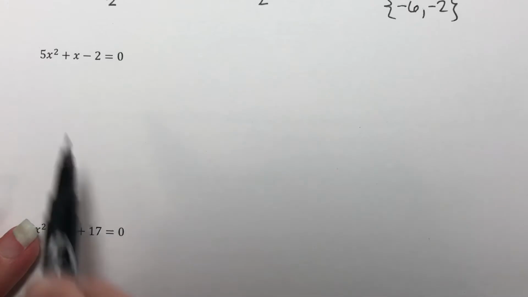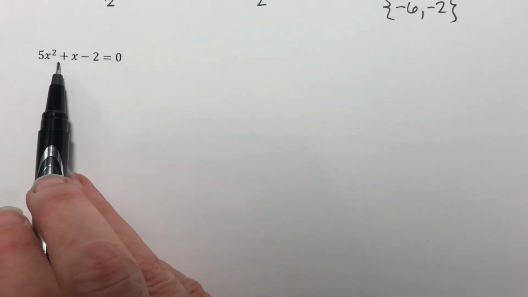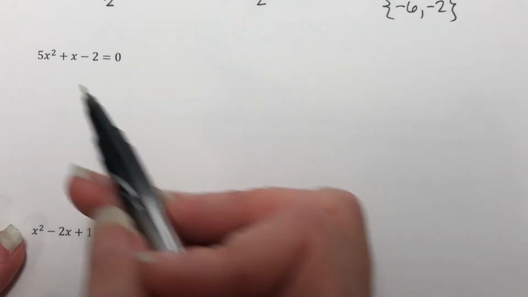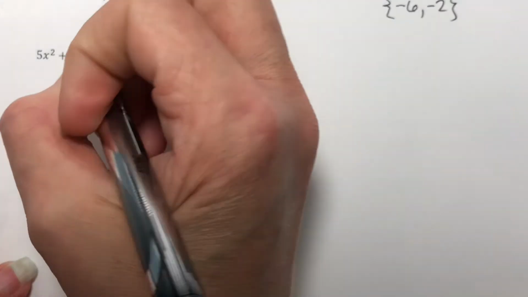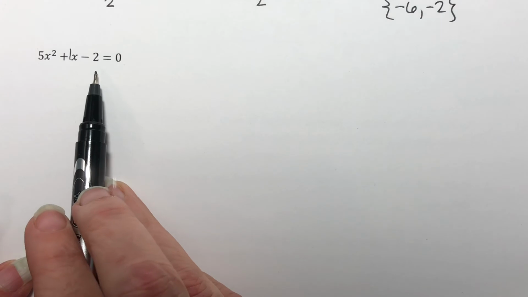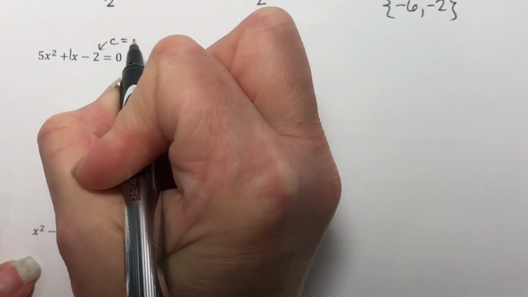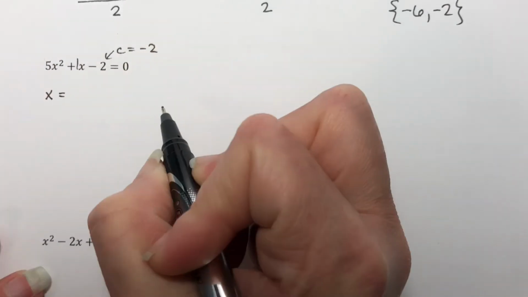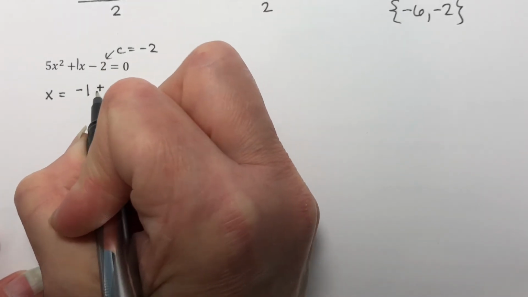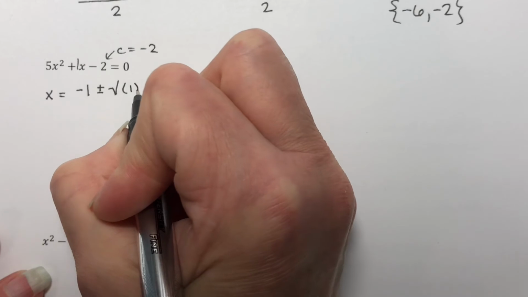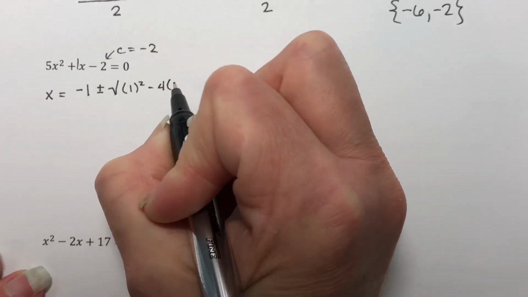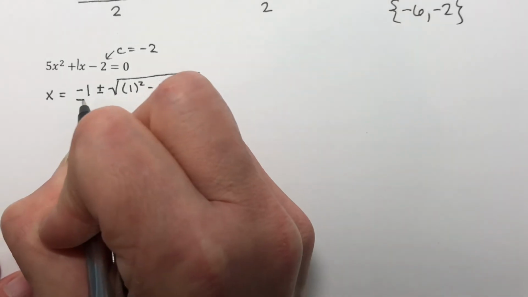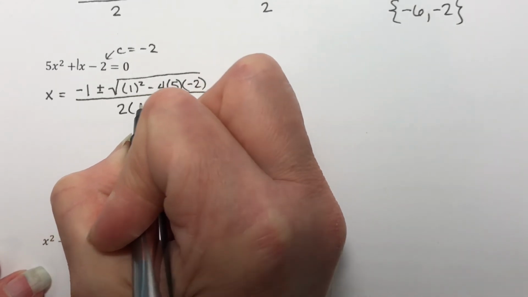Okay, so let's use the quadratic formula on 5x squared plus x minus 2 is equal to 0. Our a is 5, our b is 1, our c is -2. Make sure you keep up with the signs. They make a difference. Okay, so x equals -b, so -1, plus or minus the square root of b squared minus 4 times a, which is 5, times c, which is -2. And this is all over 2 times 5.